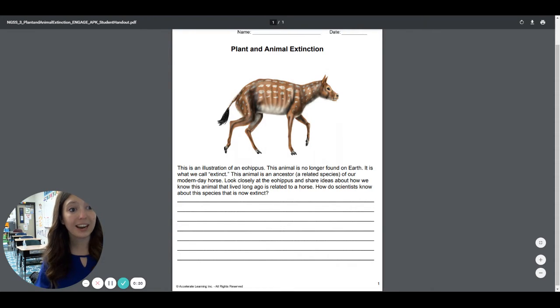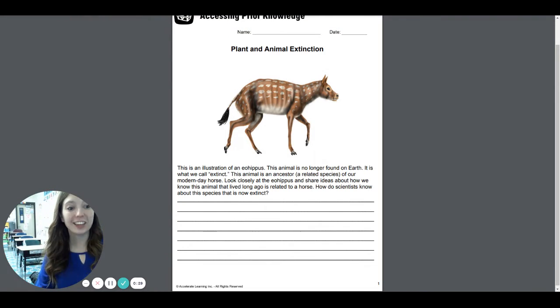So it says plant and animal extinction. This is an illustration of an eohippus. Say eohippus. Good. This animal is no longer found on Earth. It is what we call extinct. So this is true. This was an animal that used to be on Earth called an eohippus. It's not on Earth anymore because it's extinct.